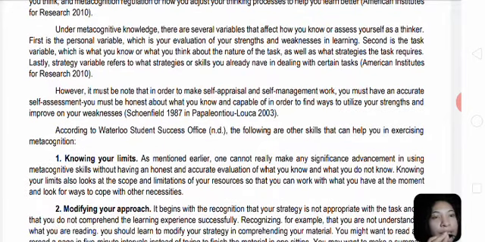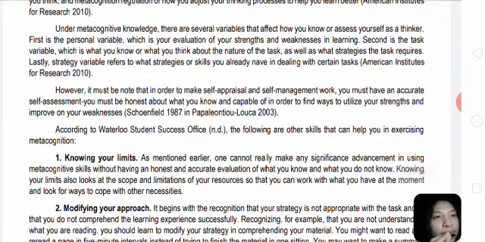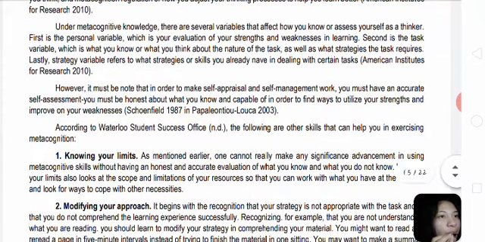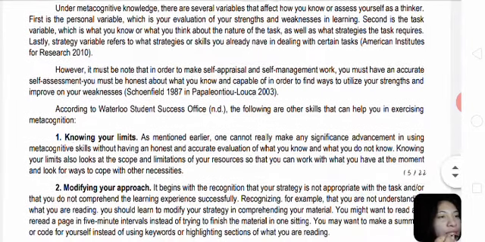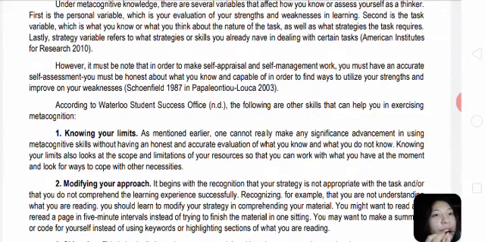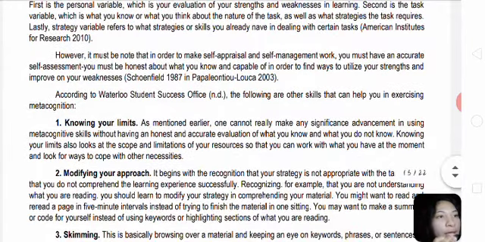However, it must be noted that in order to make self-appraisal and self-management work, you must have an accurate self-assessment. You must be honest about what you know and are capable of in order to find ways to utilize your strengths and improve on your weaknesses. According to the Waterloo Student Success Office, the following are other skills that can help you in exercising metacognition.